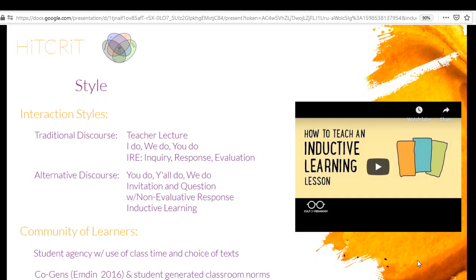Traditional discourse interaction styles are very teacher lecture, so sage on the stage, we call it. You've got an I do, we do, you do sort of format that happens in a lot of classes. And what is very, very common is what we call the IRE sequence in education. That's inquiry, response, evaluation. That's when the teacher initiates an inquiry. So, what's 2 plus 2? And then there's a response, and the student says, "Oh, that's obviously 4, Miss Halliday." And I say, "Very good, Bob," right? So we move on. So that's inquiry, response, and evaluation.